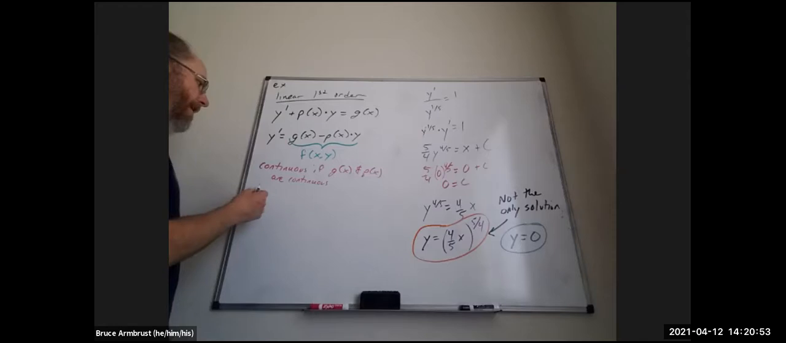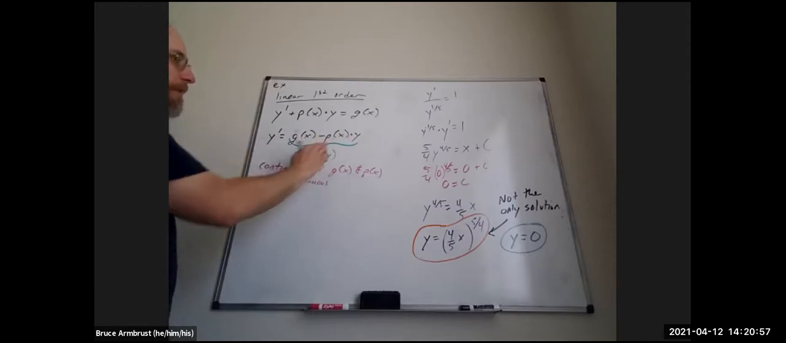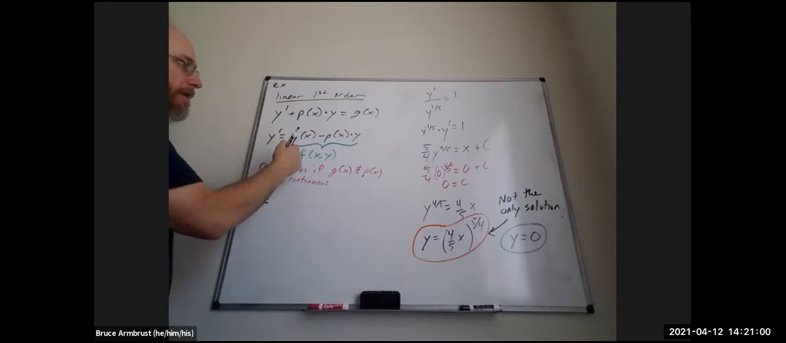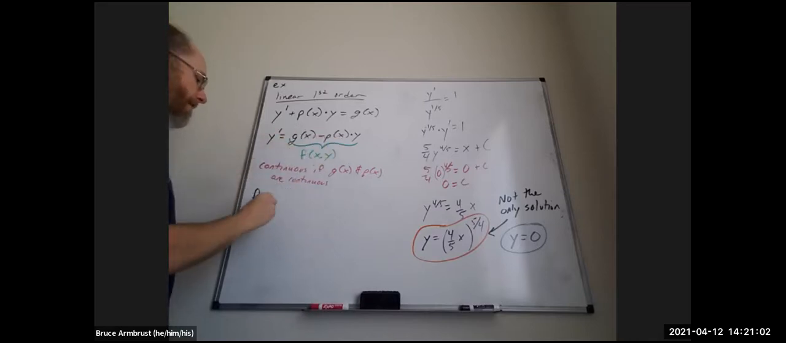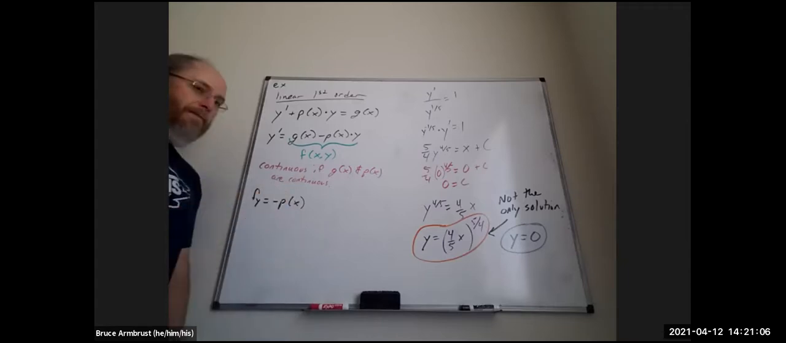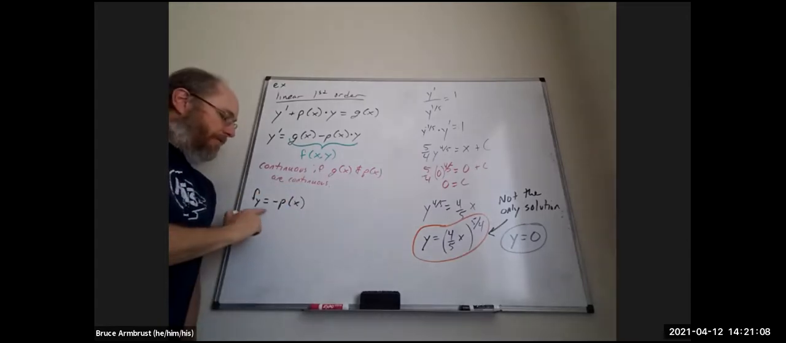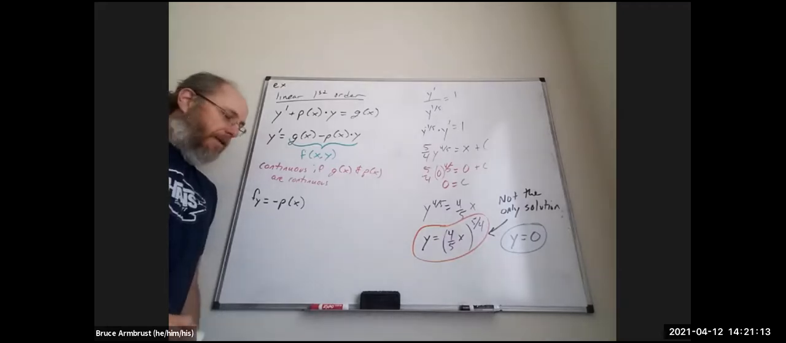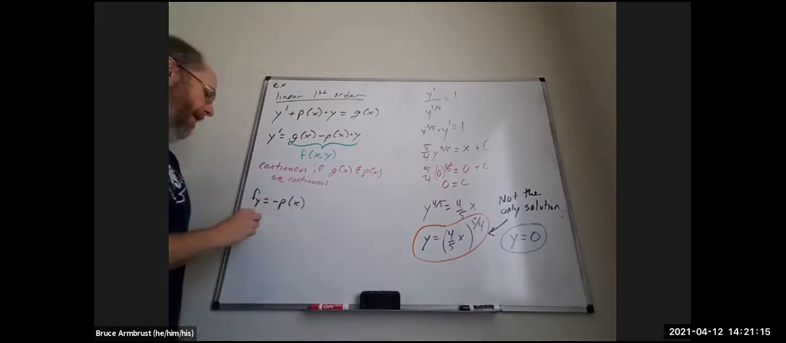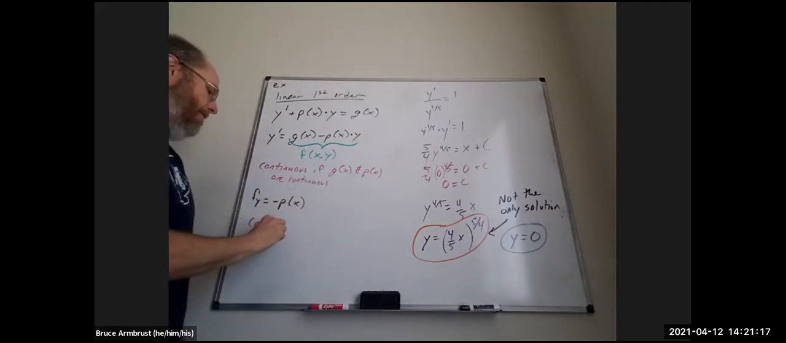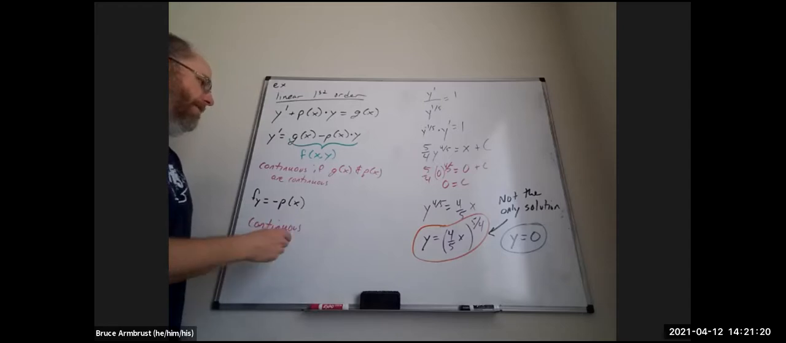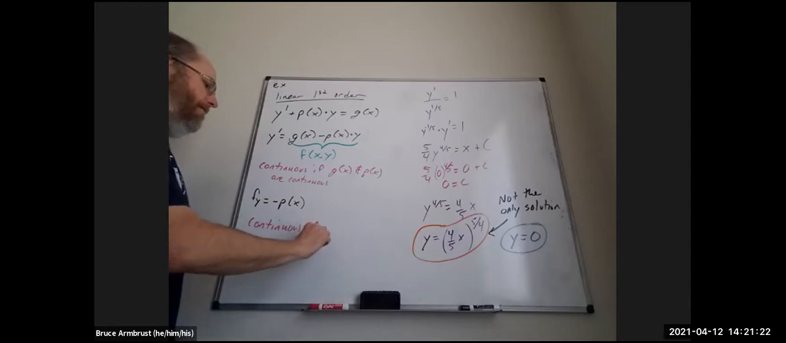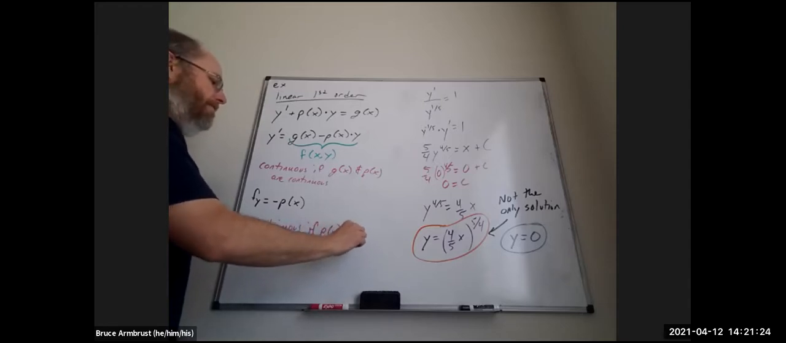All right, so then let's look at f sub y. If I take the partial of this with respect to y, g of x goes away. The minus p of x is a constant multiple. And of course, the derivative of y is 1. So we get f sub y equal to minus p of x. Well, this is kind of the same deal, right? This is continuous if p of x is continuous.